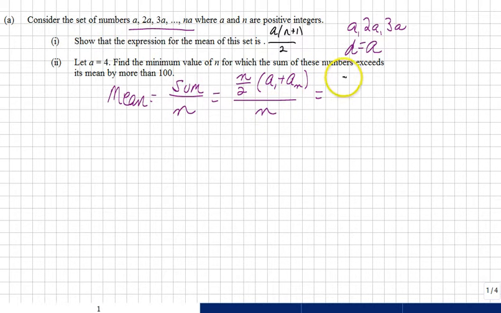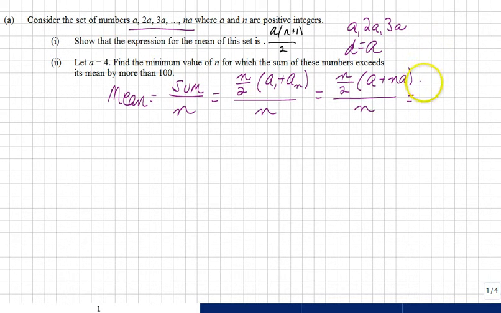So the mean is n over 2 times the first term plus the last term, over n. The first term in this sequence is a. Now what's the last term? Well, it's na, because that was given. So all you have to do really is clean this thing up. The easiest way to do that, I'm going to multiply numerator and denominator by 2, I think, to get that fraction out of there.